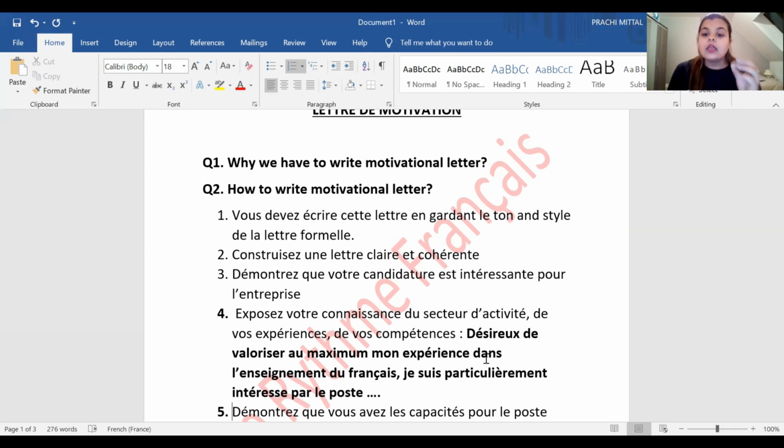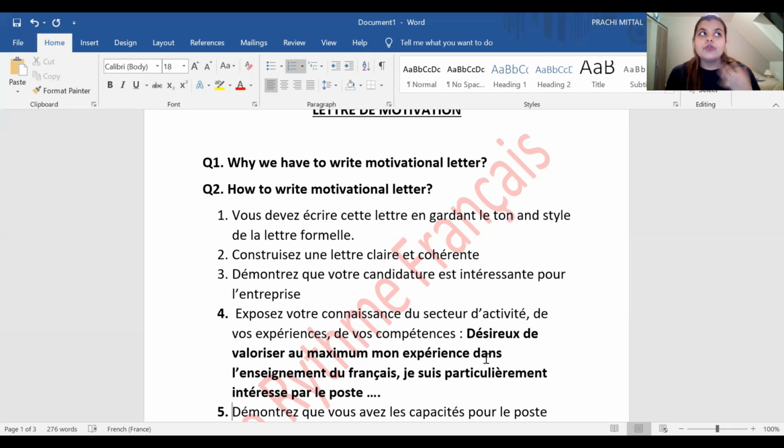For example, désirer de valoriser au maximum mon expérience de l'enseignement du français. Je suis particulièrement intéressée par le poste d'une assistante de la langue anglaise. So this is just one of the examples that I have given for you. You have to try on your own, and you have to write some good lines. Write your experiences, your qualities, your strong points.